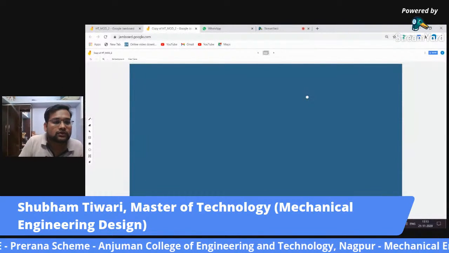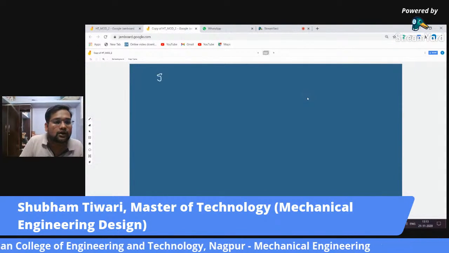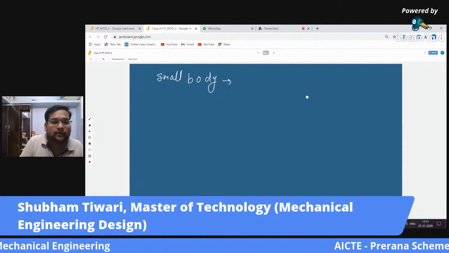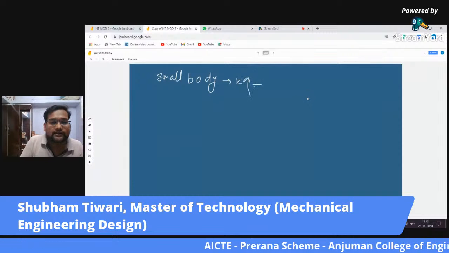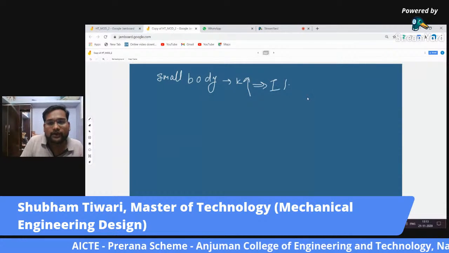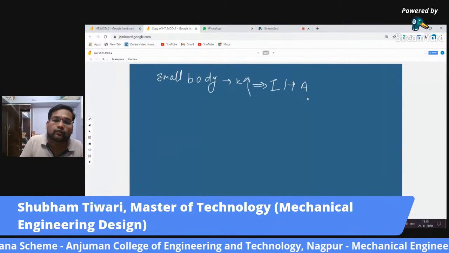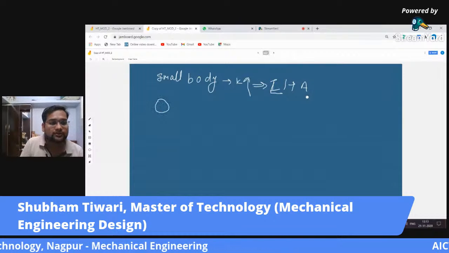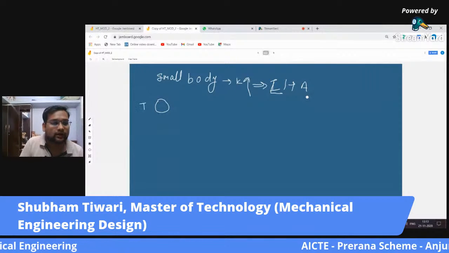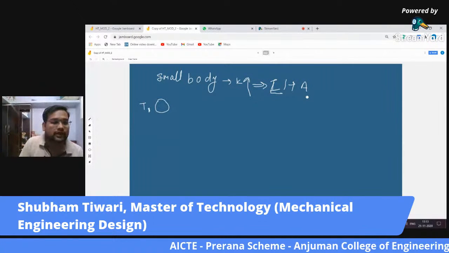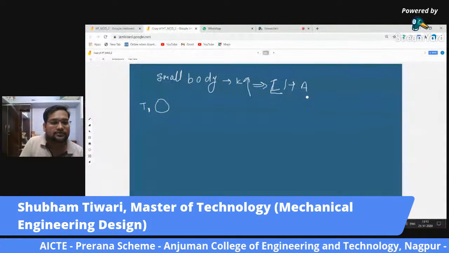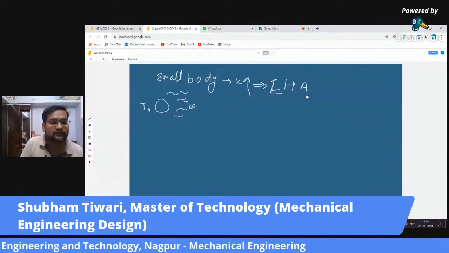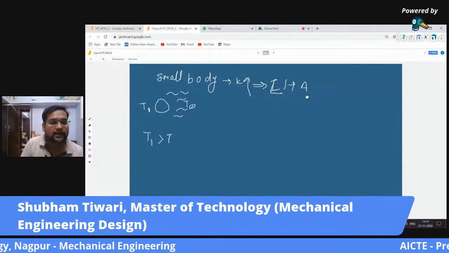So now let us just consider a small body. As I told you, we need a small body made up of a material with very high thermal conductivity. In such a case, we can apply our lumped heat analysis. How is it possible? We need a small body just like this. It is at a temperature T1. It is exposed to an ambient atmosphere where the temperature is T infinity, such that T1 is greater than T infinity.